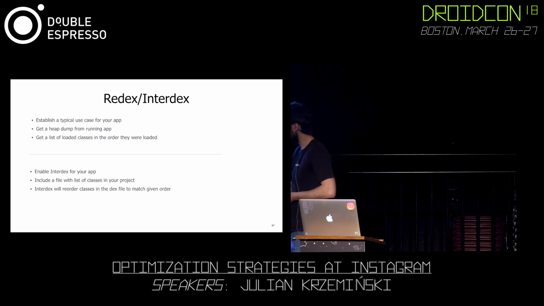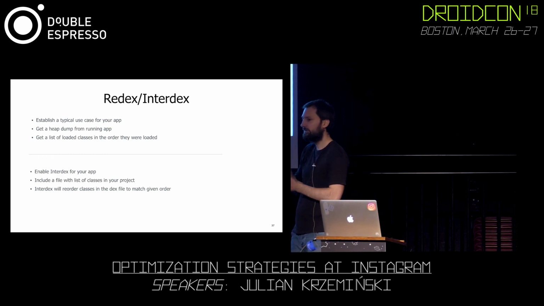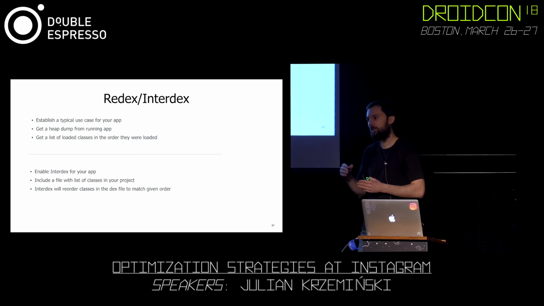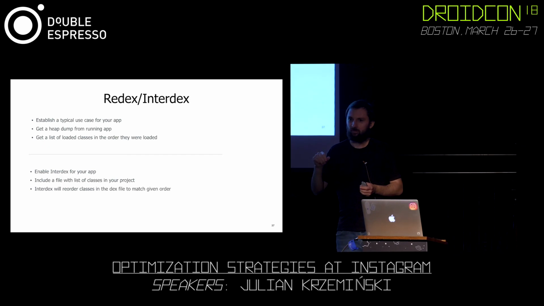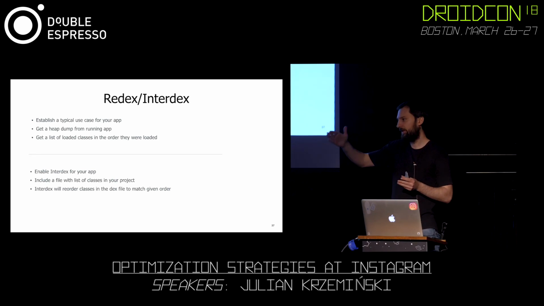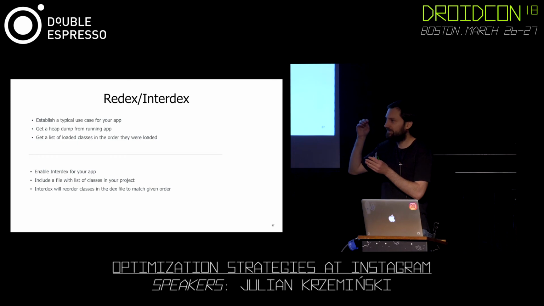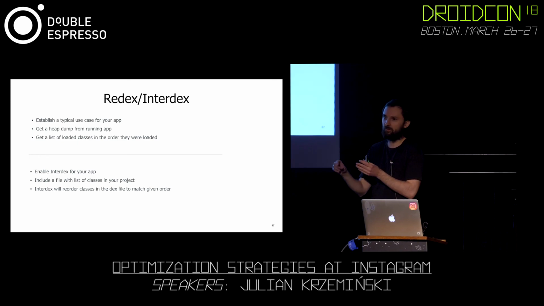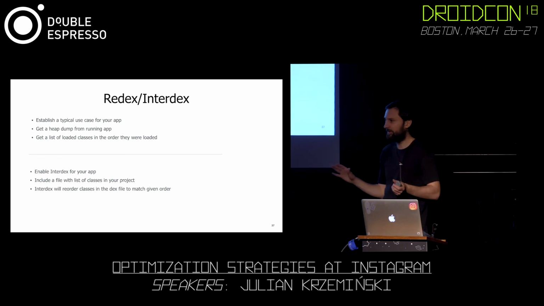Step two. You enable interdex for your app. You include this file with the list of classes in your project. And when you build your application, interdex will reorder classes to match this exact order. So in the classes.dex file, you will have classes in exactly the same order that they are needed during cold start. There's nothing better you can do. This is the most optimal order you can have.